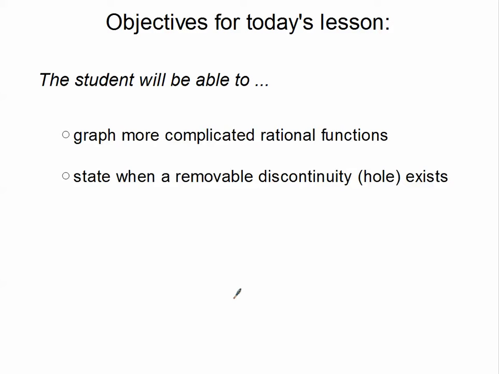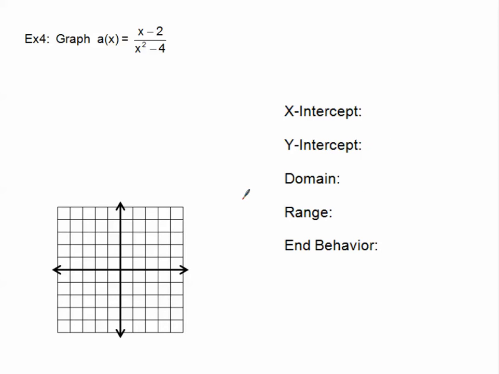And in this second tutorial, we will look at the second objective, which is to state when a removable discontinuity exists. That's otherwise known as a hole. So if you would flip over to our final example, example number 4, this looks like a regular rational function. So let's go ahead and attack it like we normally would.